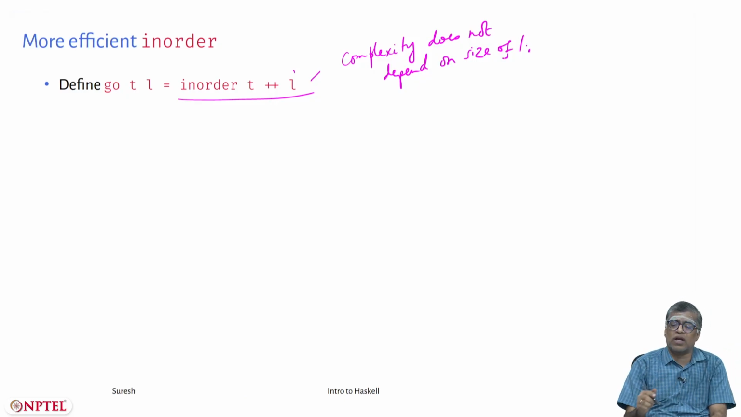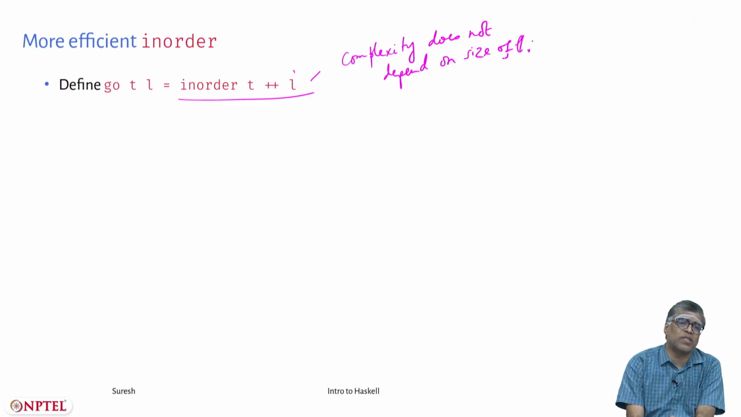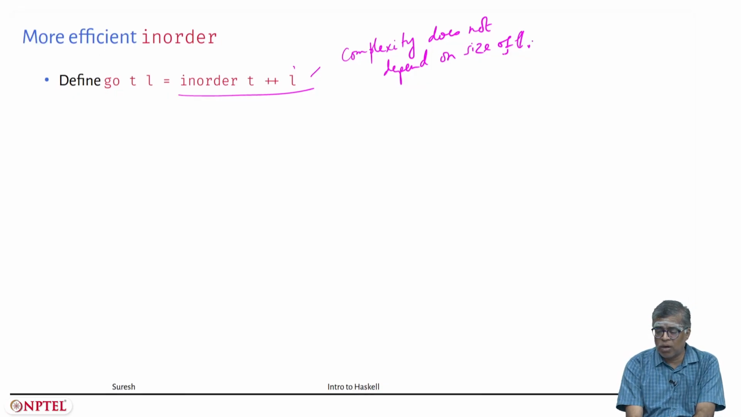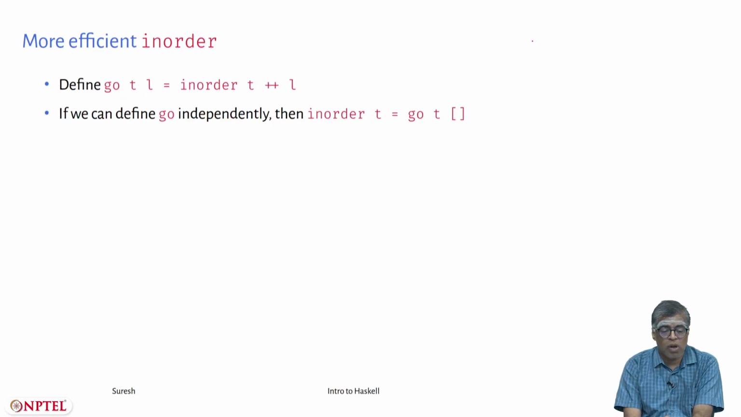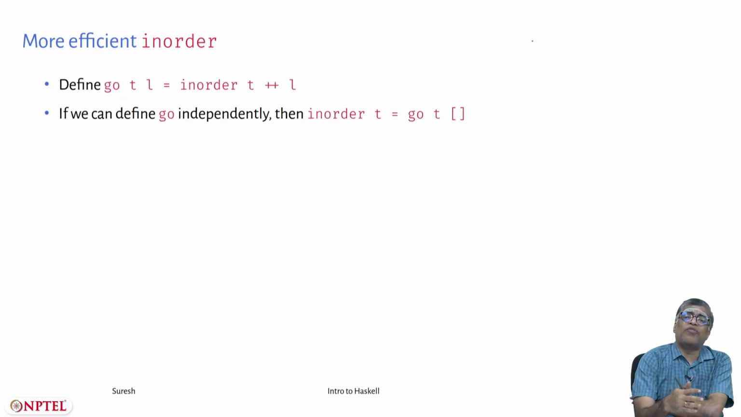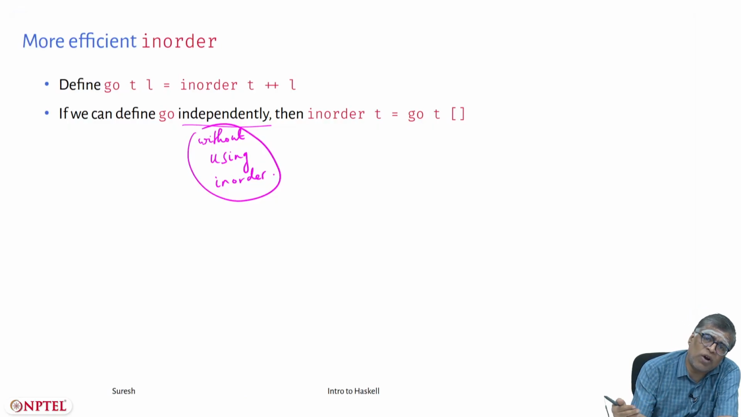Right, that is the whole idea here. Suppose you define go of T L to be in order T plus plus L, then what can you say? Suppose you can define go independently, without using in order. Then you can now define in order in terms of go.